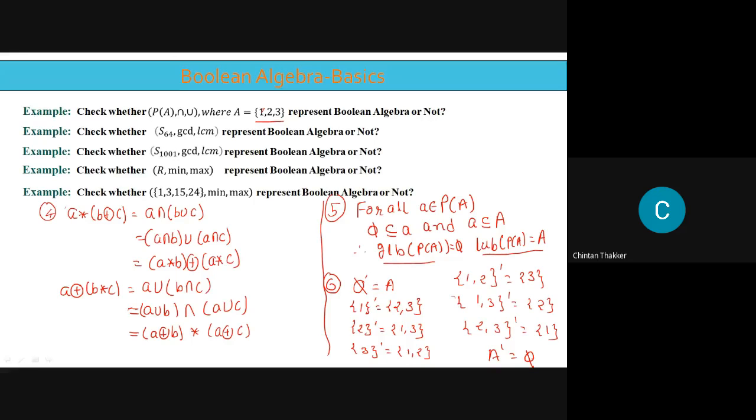Now, in a similar way, try to prove the fourth example. Try to prove the fourth example.